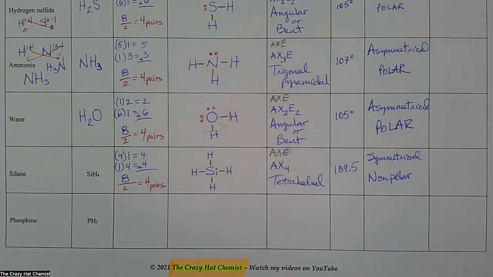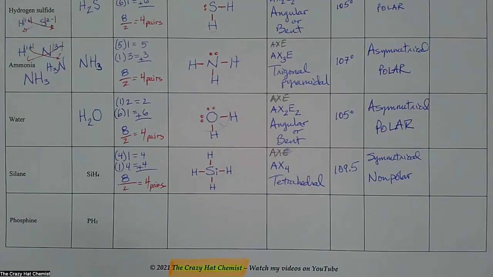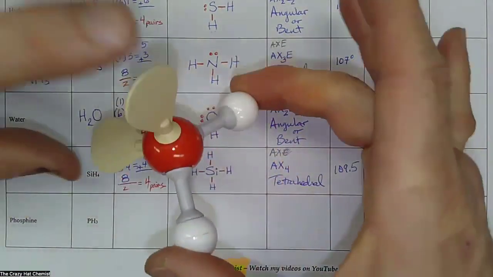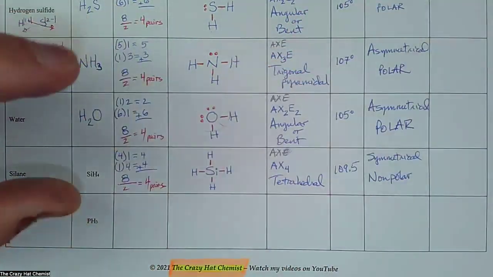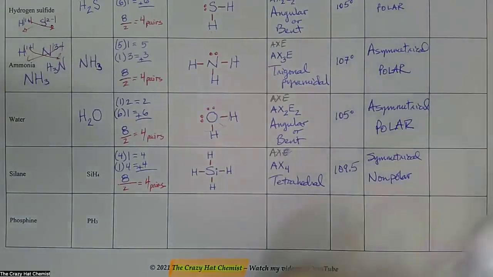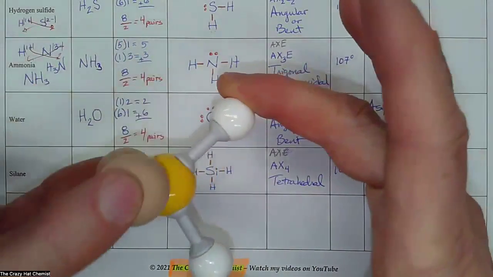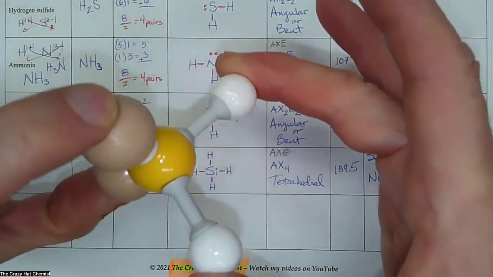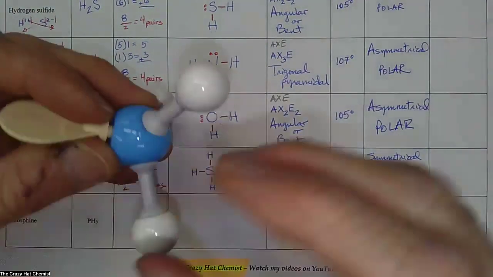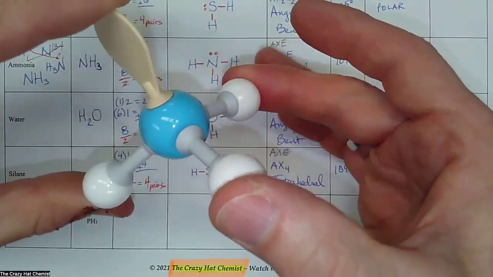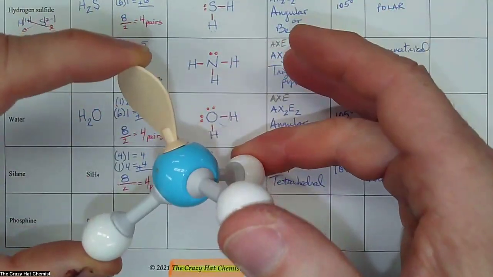And let's go back to the water molecule. If I were to touch these hydrogens and the lone pairs, that's what's critical here, I'm touching different things. That is asymmetrical. If I go back to the first one, hydrogen sulfide, if I touch these hydrogens and the lone pairs, that is touching different things. That is asymmetrical, polar. If I go to the ammonia, if I touch these things right here, then I'm touching different things. That is asymmetrical and polar.